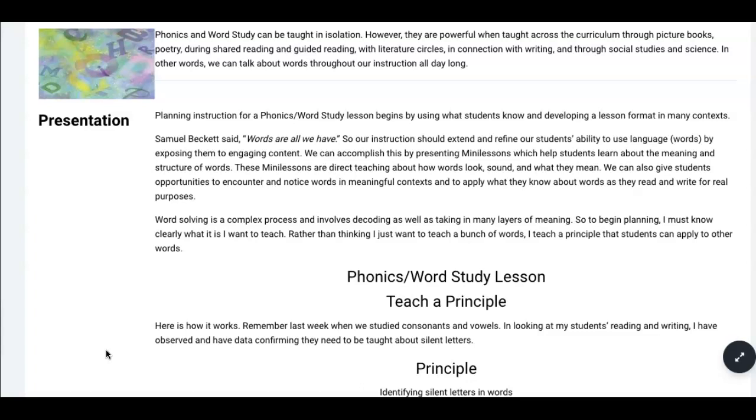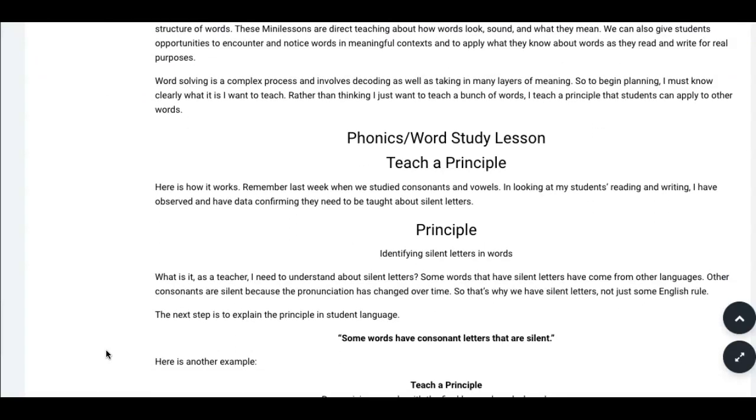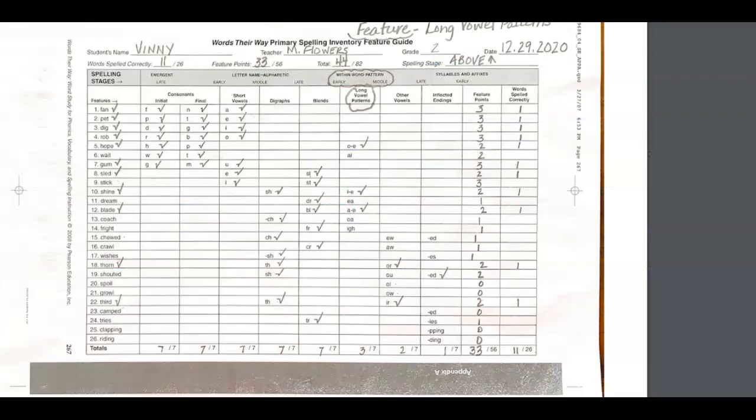So, where do I start? I'm going to look at the data from the assessments that I have given in this class. I have selected to specifically look at the spelling inventory for Vinny. Bear with me, I'm sorry. Here we go. Here is his feature guide.